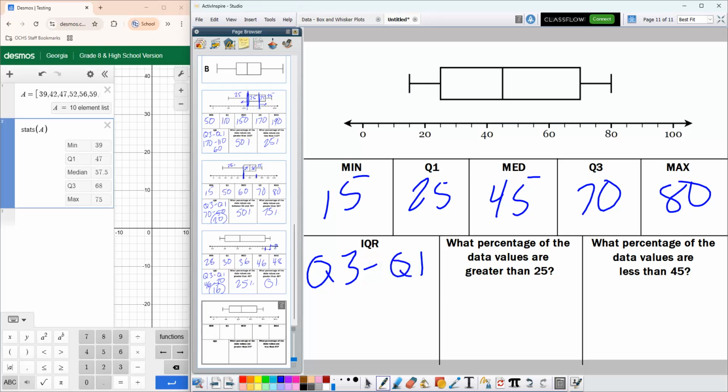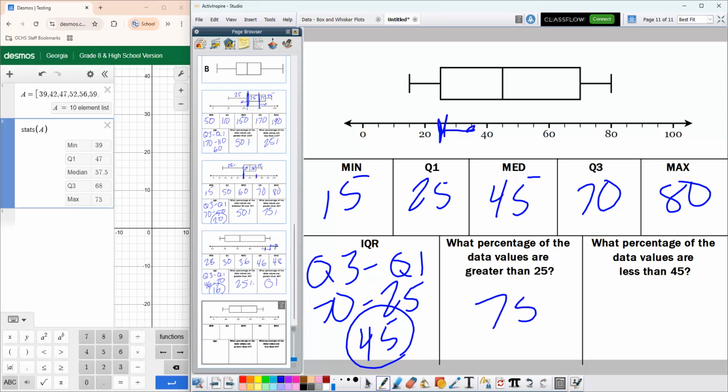IQR, once again, is Q3 minus Q1. That would be 70 minus 25, which is 45. And what percentage of data values are greater than 25? So 25 is right there. That would be 75%. What percentage are less than 45? There's 45. We want that way. That would be 50% of the data.